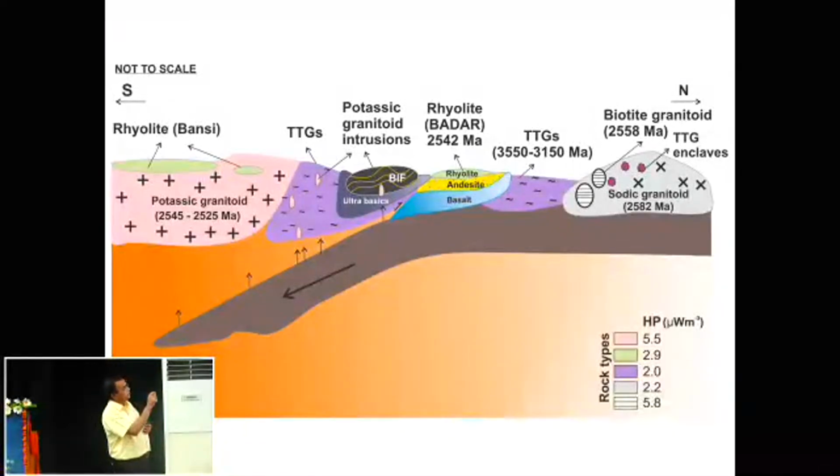TTG enclaves are found in the sodic granite, in the biotite granite and the grey granites, but TTG enclaves are not found in the pink granite. And you can see the heat production, HP, data across this.